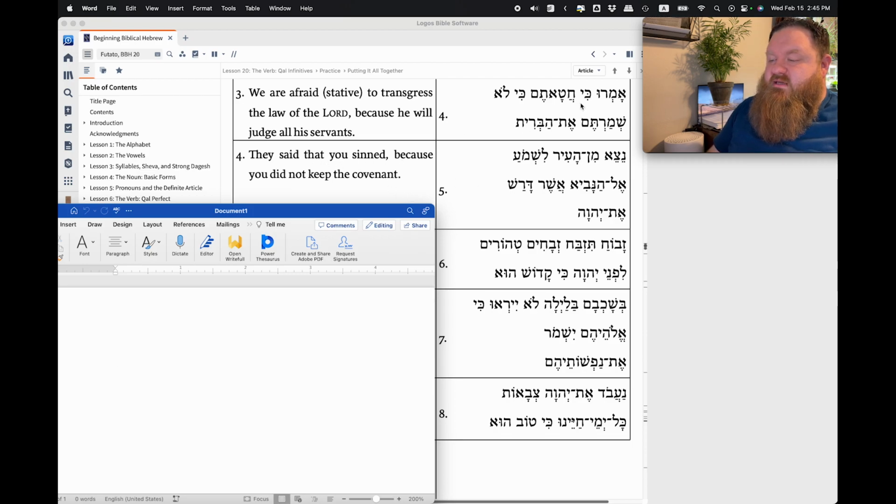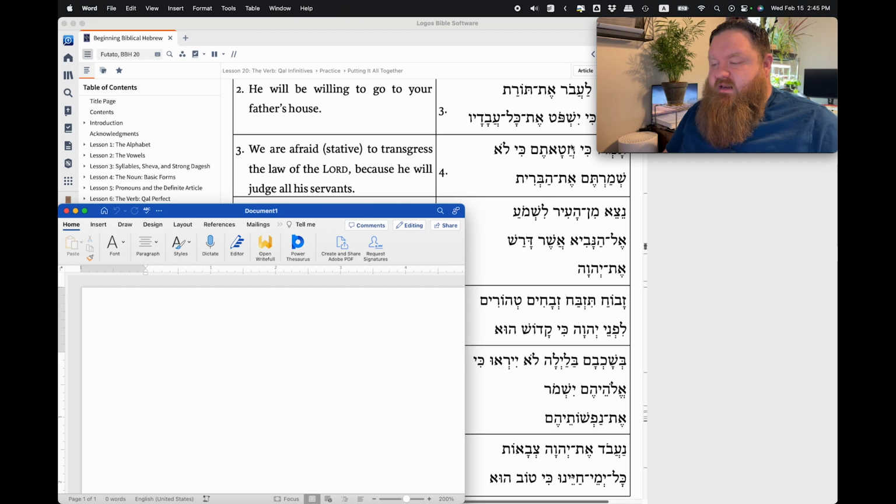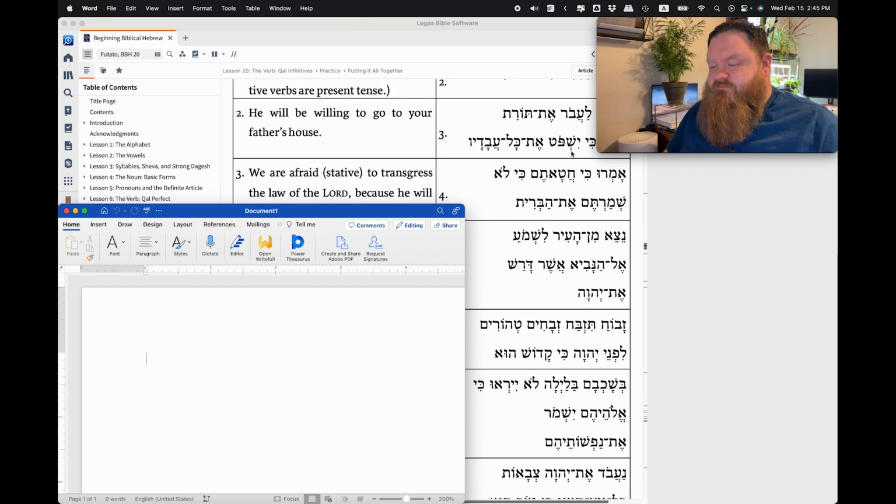All right, and so he's going to translate that first key as kind of making this reported speech. They said that you sinned. They said that you sinned because. So here we've got key in two different functions. Again, if you translate key as that, I should say, then it's going to sound like reported speech in English. If you leave key untranslated, then it's going to sound like direct speech.